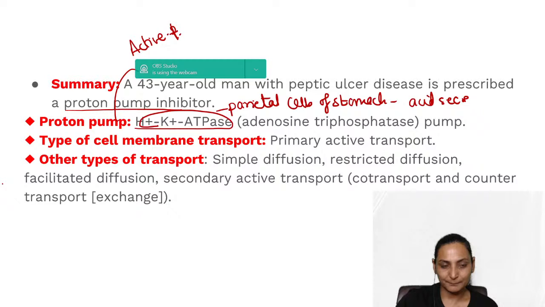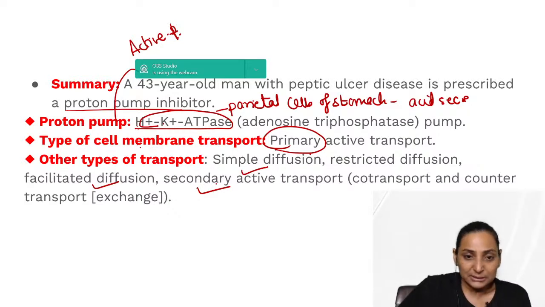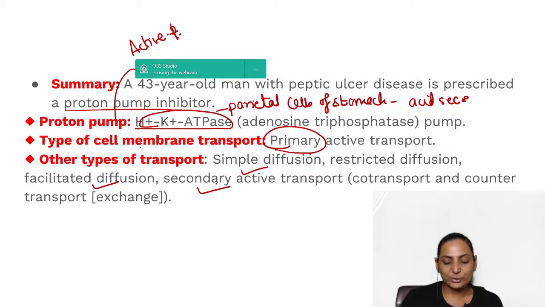Now, what type of cell membrane transport is this? As I told you, because it is a pump, it is a primary transport. What other types of transports do you know? So here I have taken, suppose, simple diffusion, facilitated diffusion, secondary active transport, and so on, right? This is the way a question is going to be put to you, and this is the way you're going to answer this question, right?